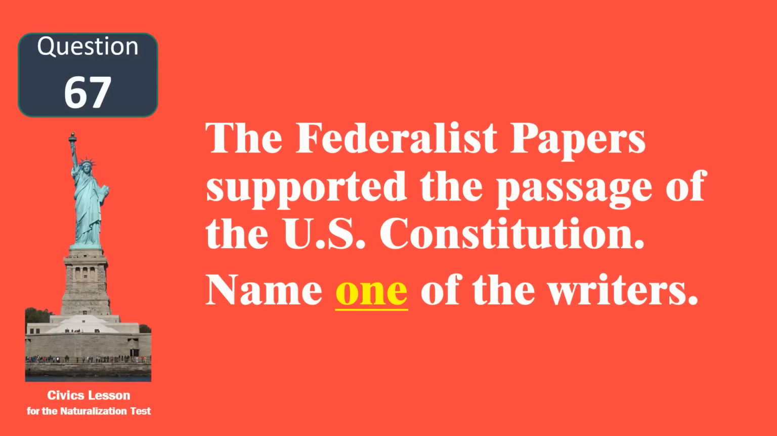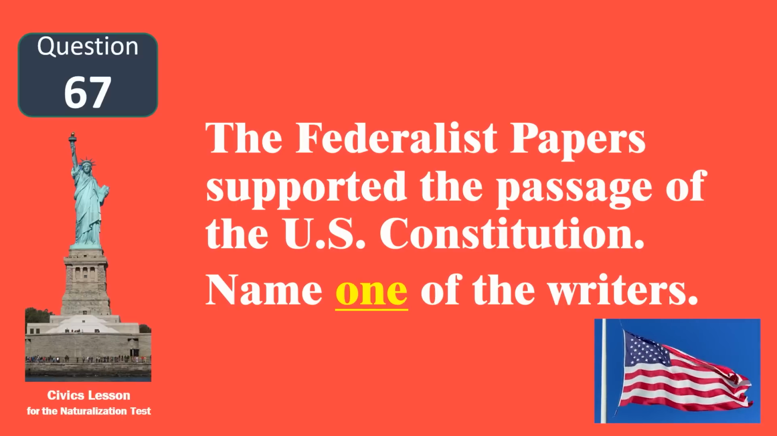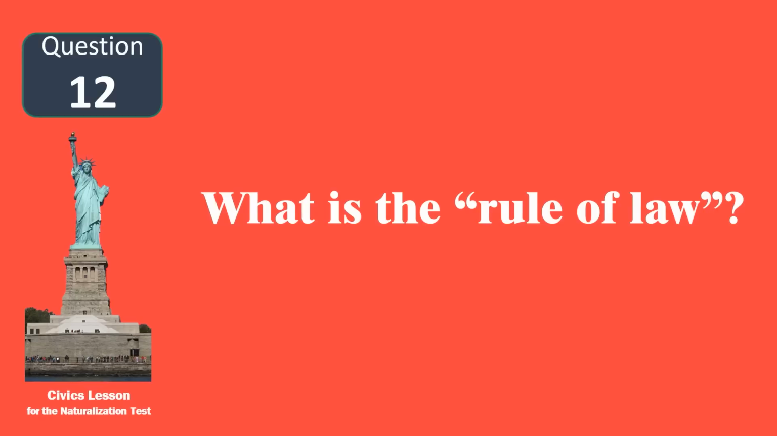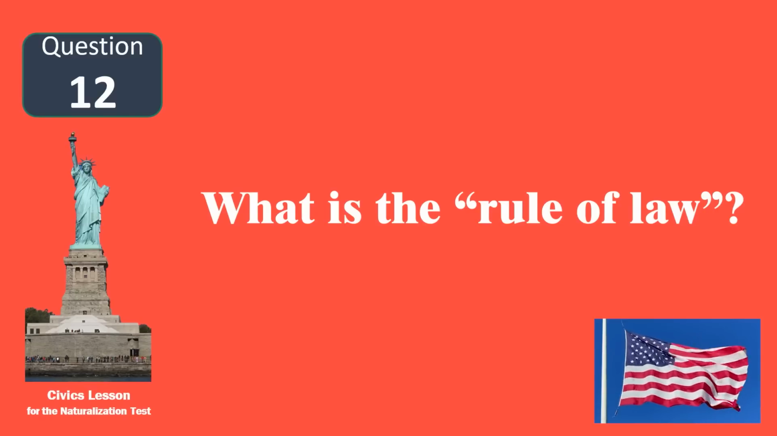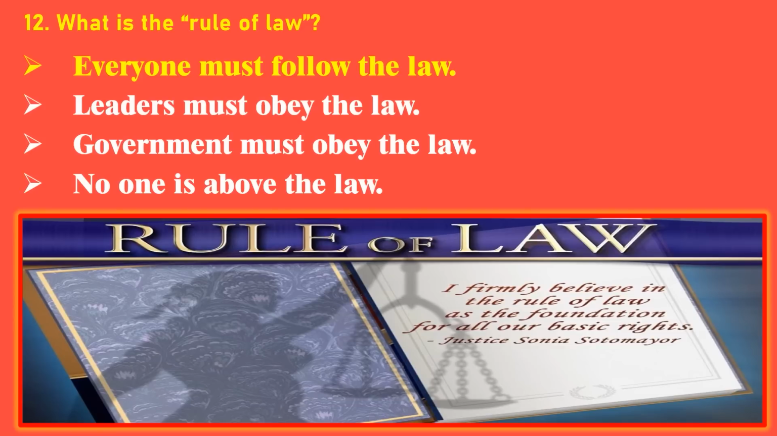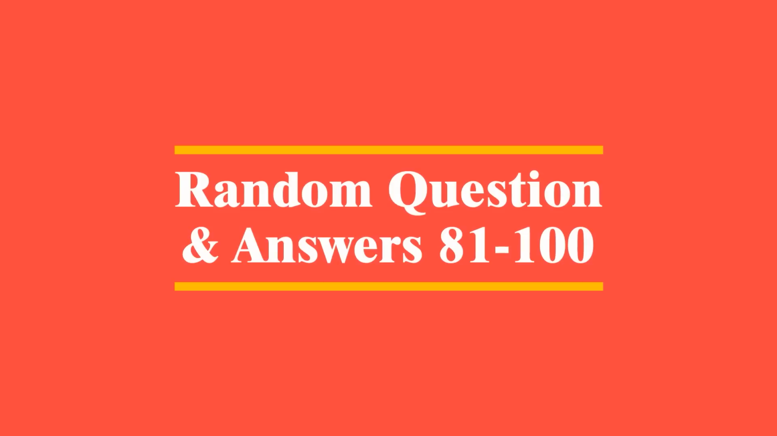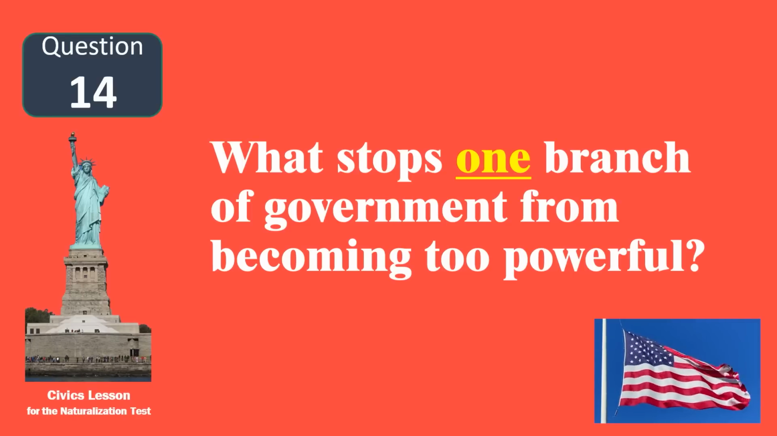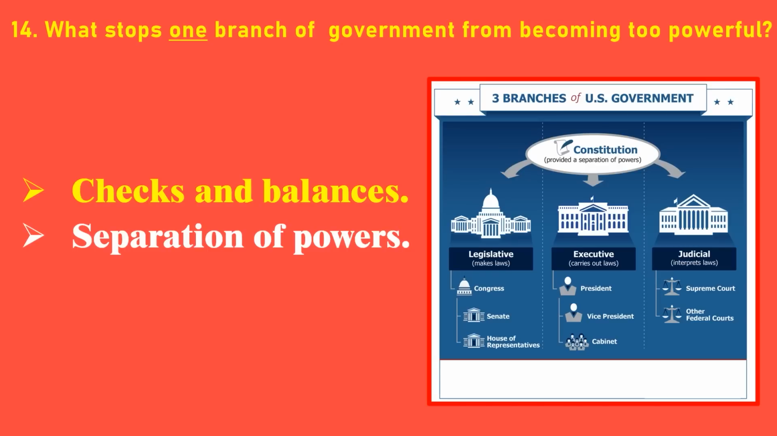The Federalist Papers supported the passage of the U.S. Constitution. Name one of the writers. James Madison. What is the rule of law? Everyone must follow the law. What stops one branch of government from becoming too powerful? Checks and balances.